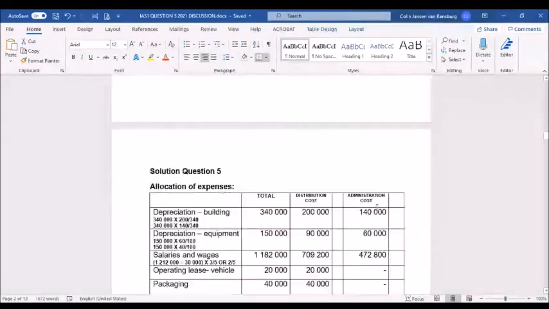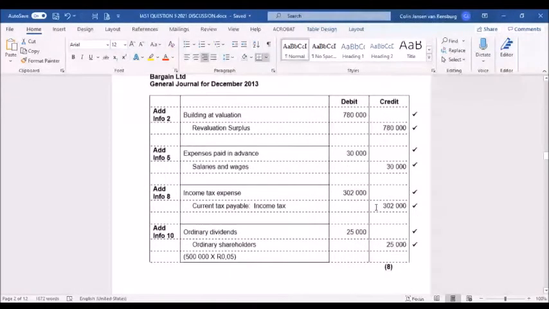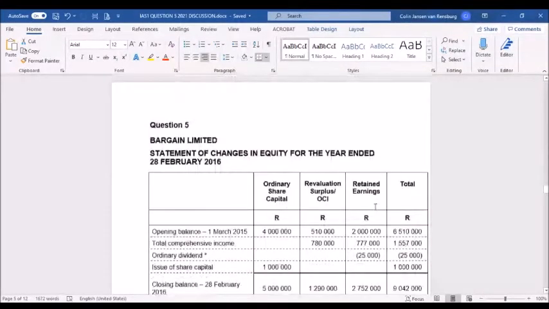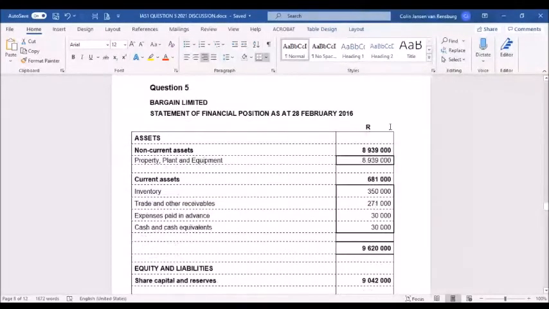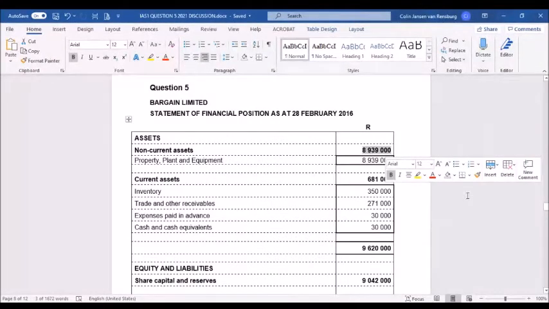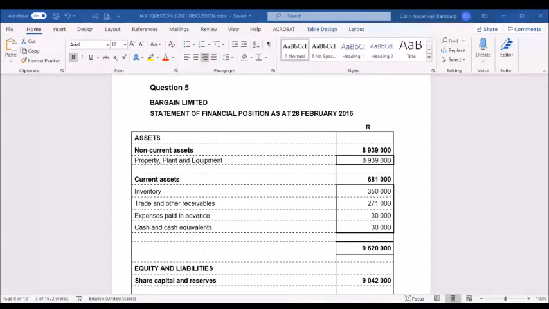Let's go and have a look at our statement of financial position. It's still down, below our statement of changes in equity. There we've got it. It should be 8,939,000. Let me just see if anybody's got that. 8,939,000. Oh, I see. Those of you who've typed 8,049, remember, what mistake did we make now?